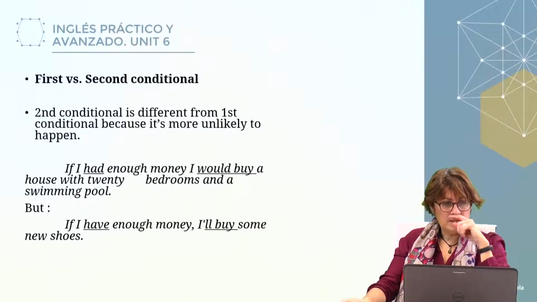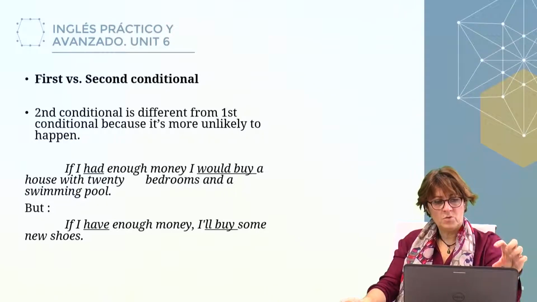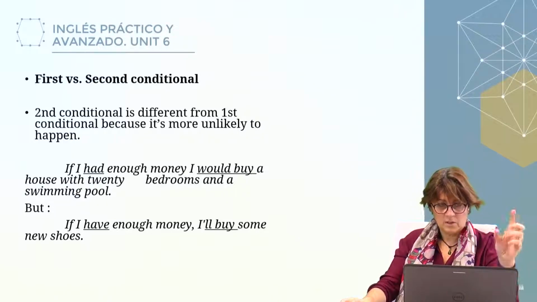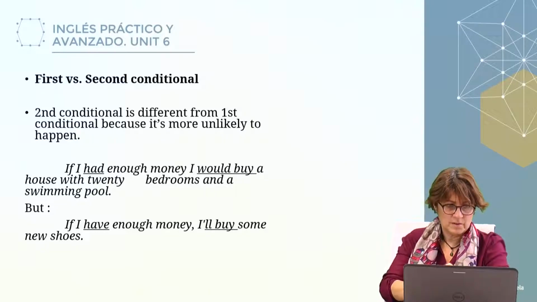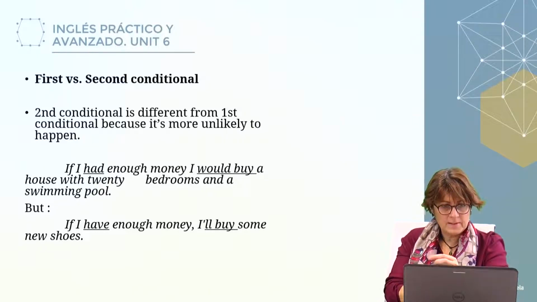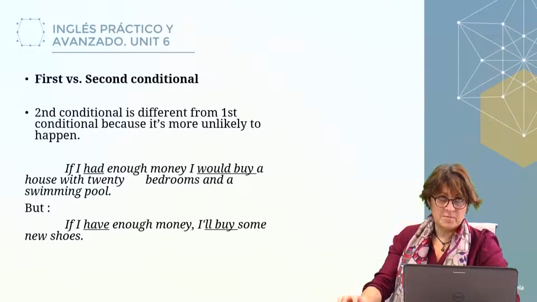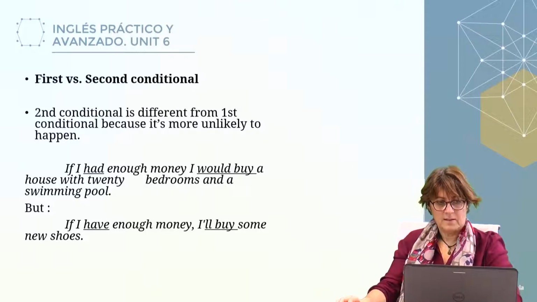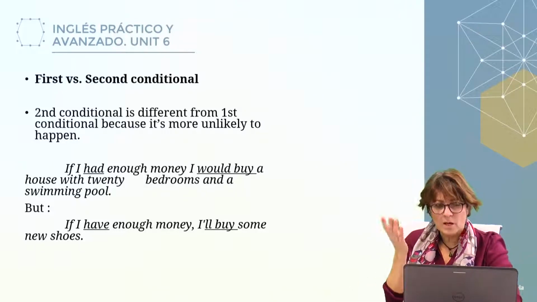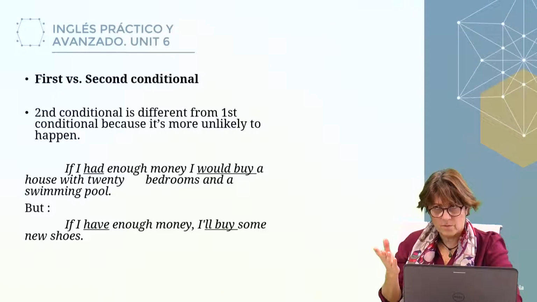Okay, we have a comparison here between the second conditional and the first conditional. The second conditional is different from the first one because it's more unlikely to happen. It's menos probable que pase. Okay, if I had enough money, I could buy a house. So it's a wish you have. If I were you, but I'm not you.